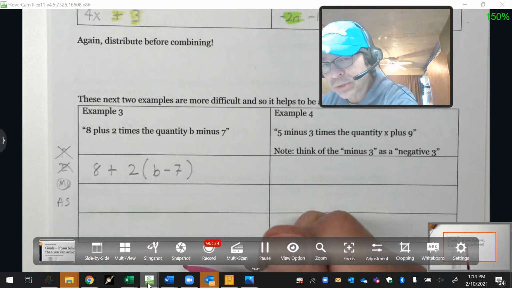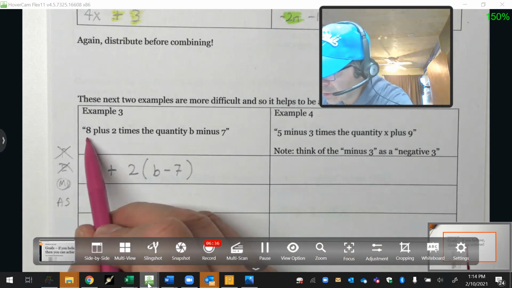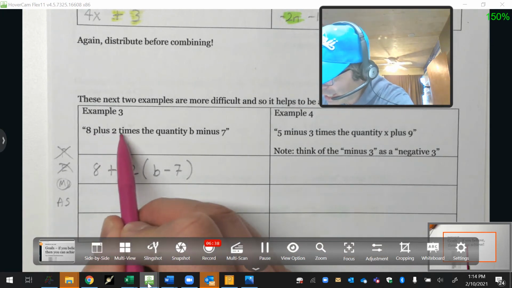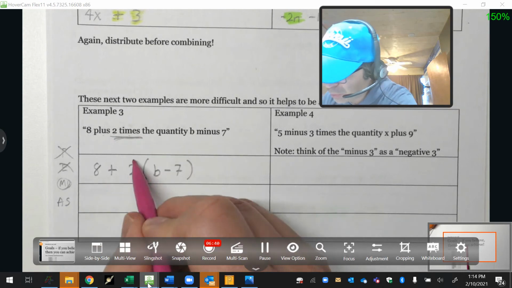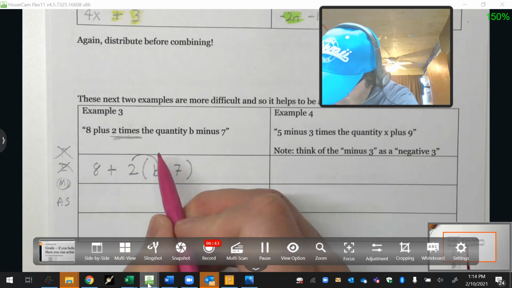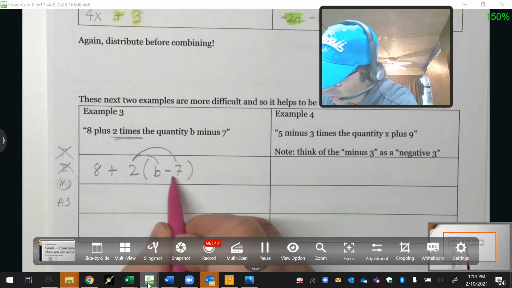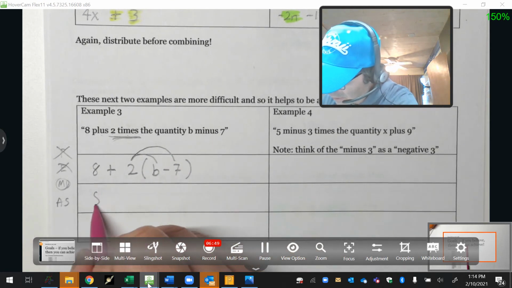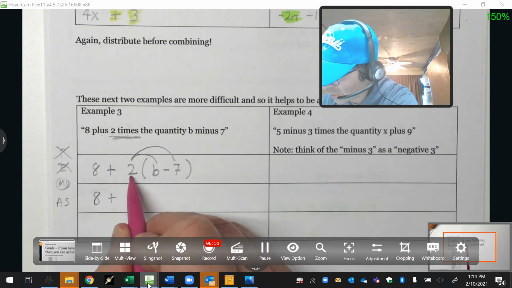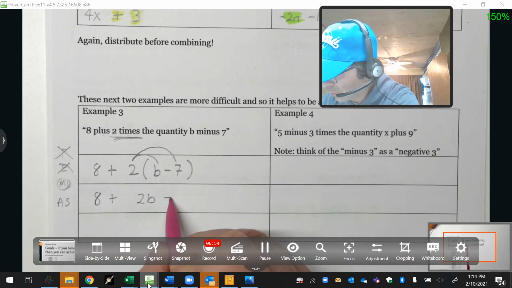Now what do we multiply? Well, I'm going to look up here. It says 8 plus 2 times. So I'm going to multiply the 2 with the b and the 2 with the minus 7. So 8 plus 2 times this is the same as 8 plus 2b minus 14.